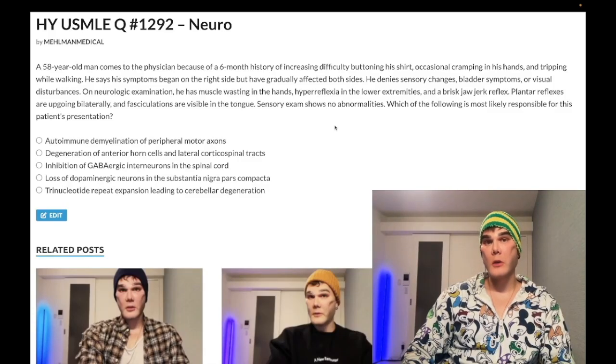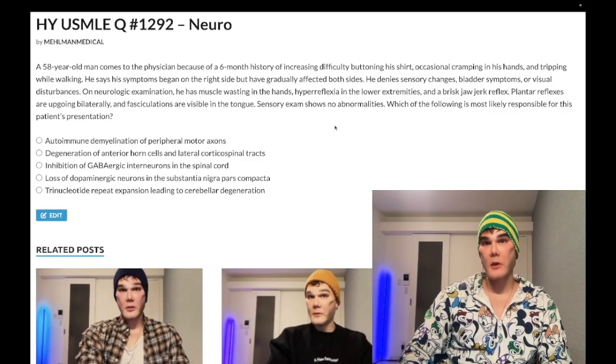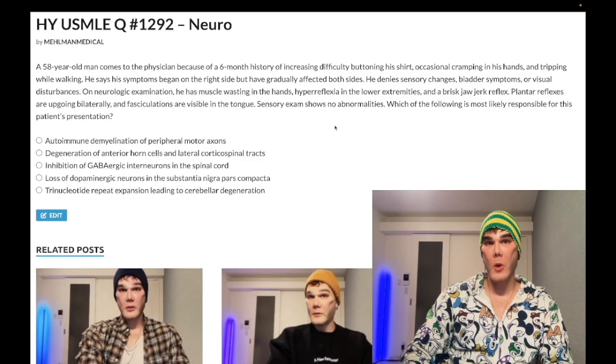We got a 58-year-old dude. He's got a 6-month history, increasing difficulty buttoning his shirt, occasional cramps in the hands, tripping while walking. Starting on his right side, it's now both sides. He denies any sensory, bladder, or visual issues. He's got wasting in the hands, hyperreflexia in the lower extremities, a brisk jaw reflex. He's got plantar reflexes, Babinski bilaterally, fasciculations of the tongue.